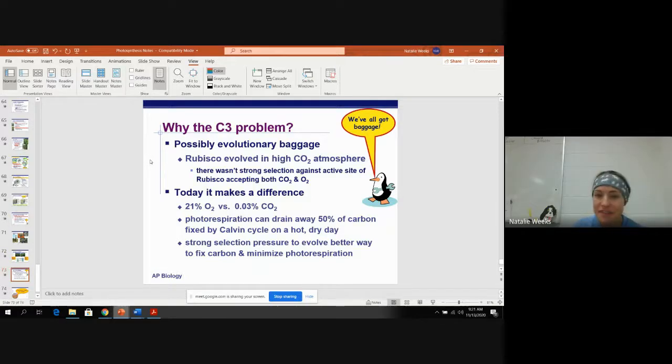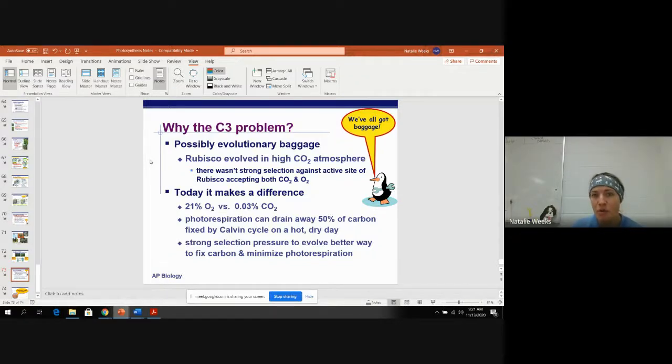So why do we have this C3 problem to begin with? Well, Rubisco evolved when we had a really, really high carbon atmosphere. So way, way long time ago, when there was a bunch of volcanic activity and all of this stuff, we think that Rubisco actually evolved in an atmosphere that had really, really high amounts of carbon. So back in the day, Rubisco was awesome, and it was the key player. But now, as our atmosphere is 21% oxygen and only 0.03% carbon, it's not as efficient.